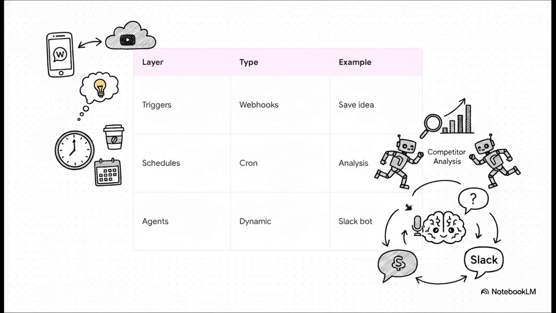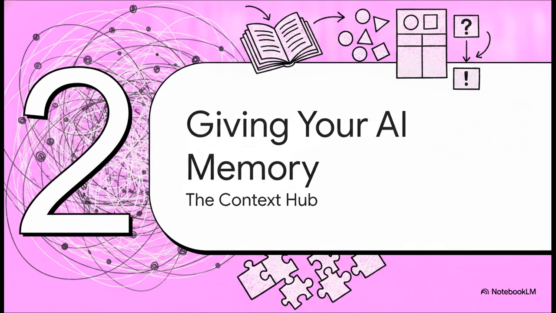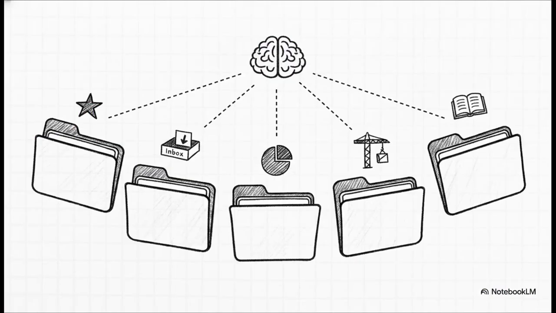But layer 3, the agent layer, is the dynamic, conversational interface where you actually chat with your AI via Slack or WhatsApp, give it feedback, and ask it to dynamically pull context. Section 2. Giving your AI memory, the context hub. Because look, an operating system that can't remember anything isn't exactly useful, is it?